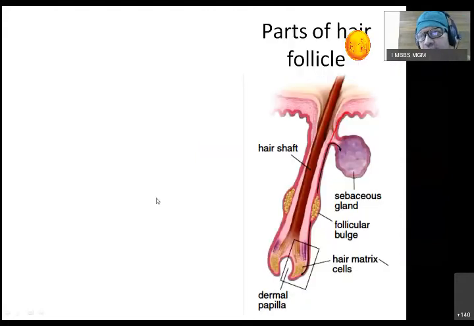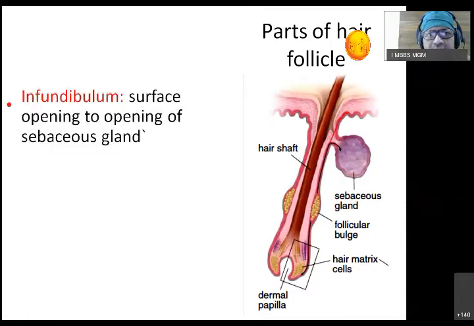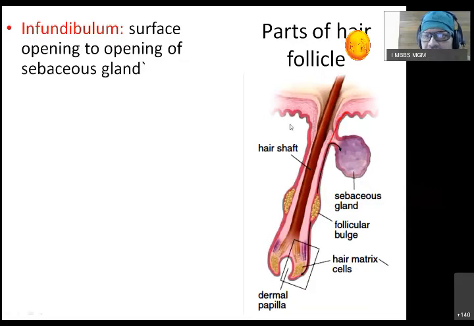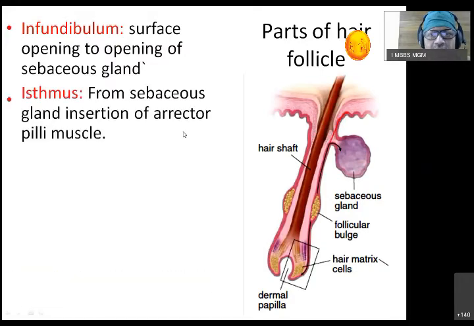Now we talk about the parts of the hair follicle. How do we divide it? We say infundibulum. It starts from the opening at the skin up to the opening of the sebaceous gland. Up to the sebaceous gland opening, this much part we call the infundibulum. Then the second part is a narrower one. Many times the erector pili muscle comes and attaches here. That's why this narrow second part is called the isthmus of the hair follicle.